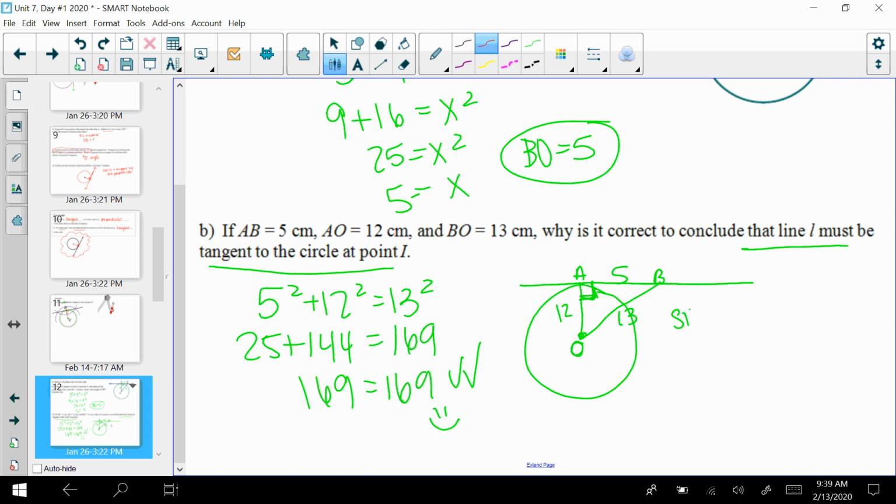So we'll just say since a squared plus b squared equals c squared, the triangle must be a right triangle. So it is a tangent line.